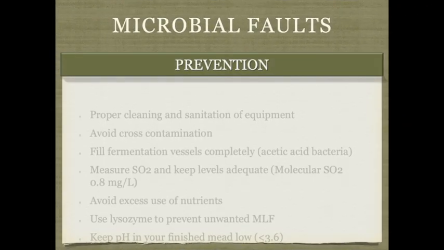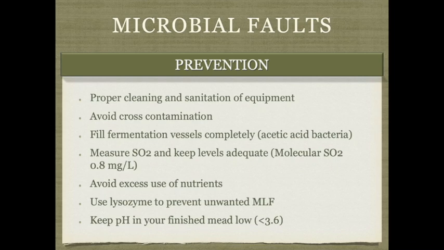Prevention of microbial faults. A lot of recurring themes here: proper cleaning and sanitation. Try to avoid cross-contamination. If you have some batches that you're doing as a wild or sour mead, some batches you're doing a malolactic fermentation, and then all your other batches that you're just using yeast, ideally you want to use completely different racking tubes and siphon tubes. If you're using a wine thief or a turkey baster, make sure you sanitize that before you go and get any out, because that's an easy way that you could transfer some of these microbes from one batch to another.